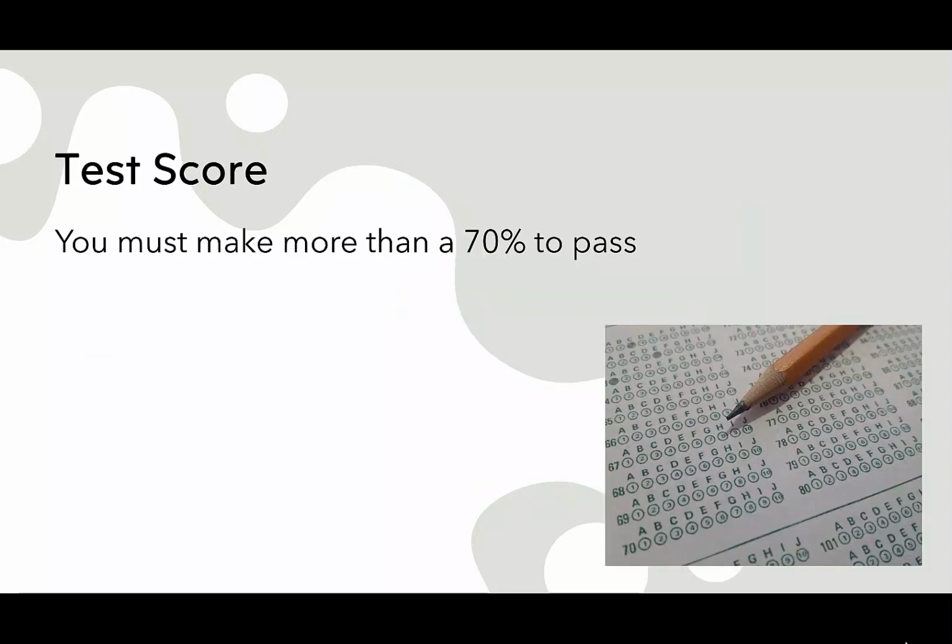If we were looking at test scores and we were told that you must make more than a 70% grade to pass, we could say x is going to be our score, and then we would say x is greater than 70. Again, notice that more than is greater than, it is not greater than or equal to.